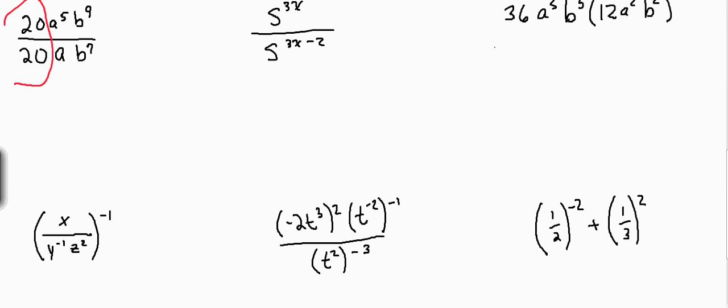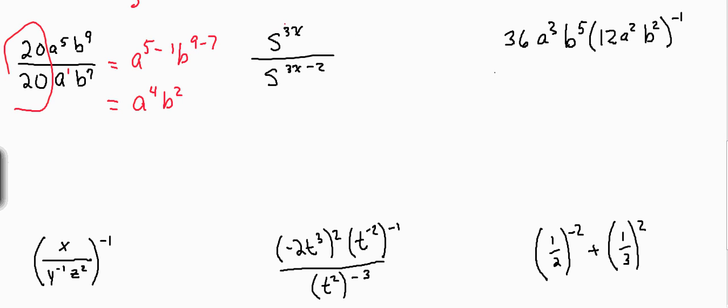Here I have 20 over 20, that simplifies to 1. And then I have a to the 5th minus 1, because a is raised to the 1st power. And then b to the 9th minus 7. So I simplify that, I get a to the 4th, b squared.